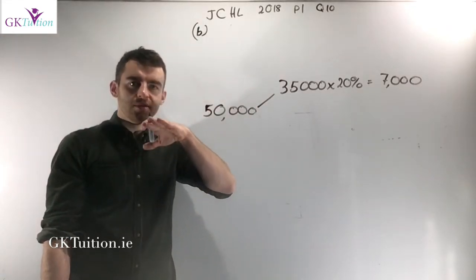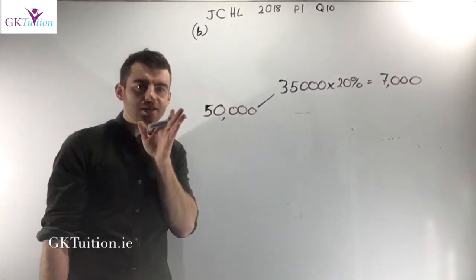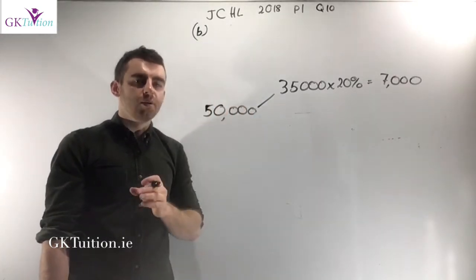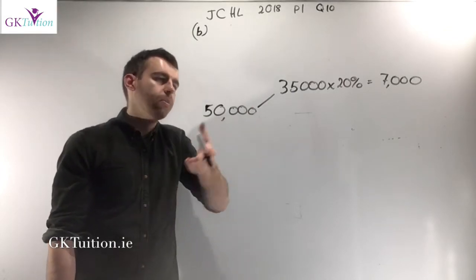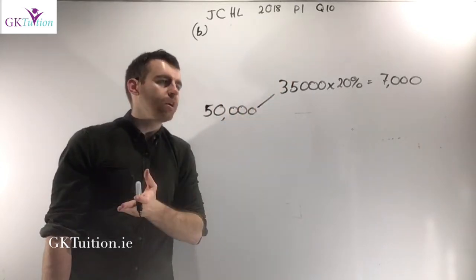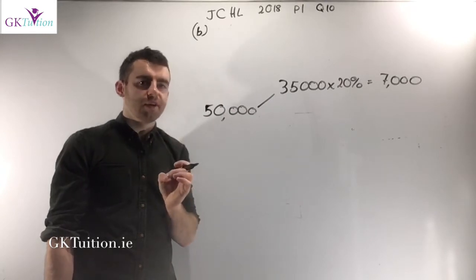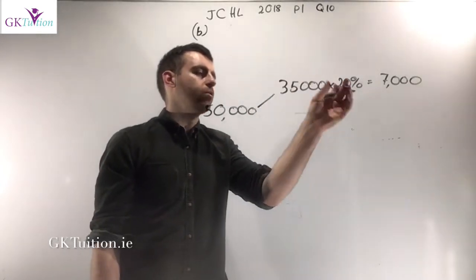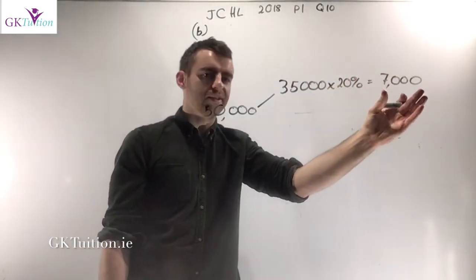So the amount of tax you pay increases at a steady rate, or it increases in a linear fashion. So I know that from the origin, where the graph starts, the whole way up to people earning €35,000, that's going to be a straight line. It's going to be a straight line the whole way up. I know that if someone earned €35,000, then they'd have to pay 20% tax on that. 20% of €35,000 is 7,000.